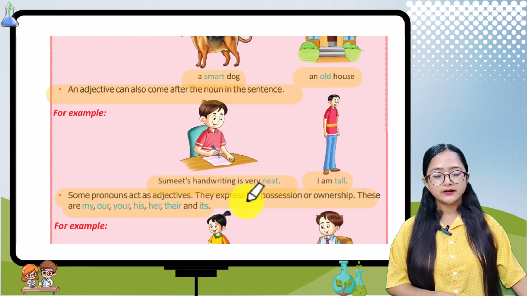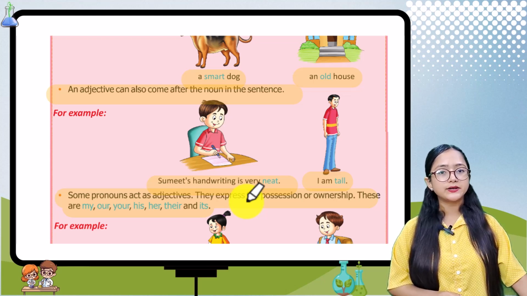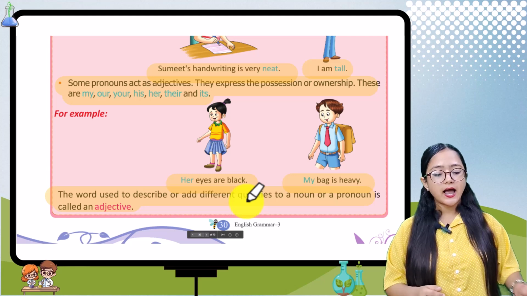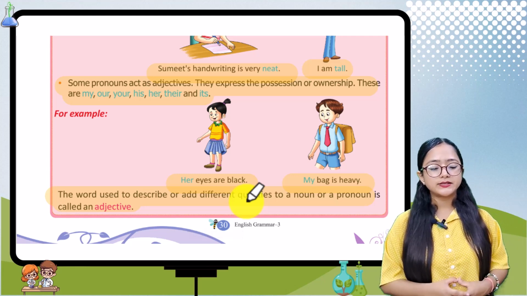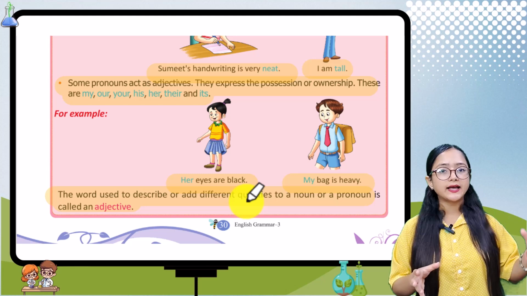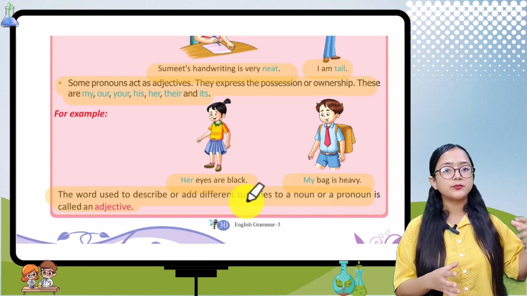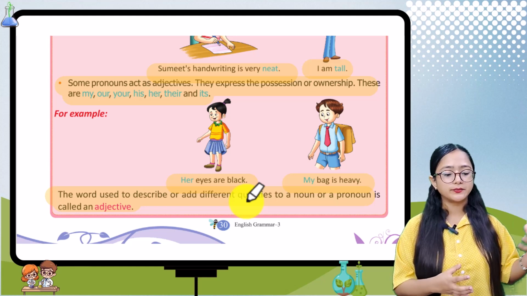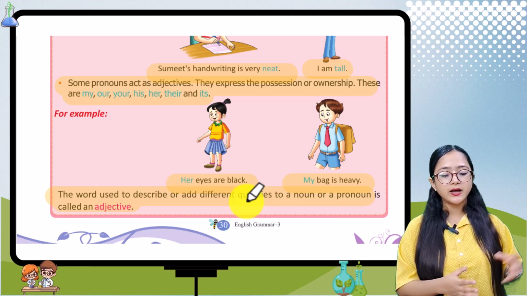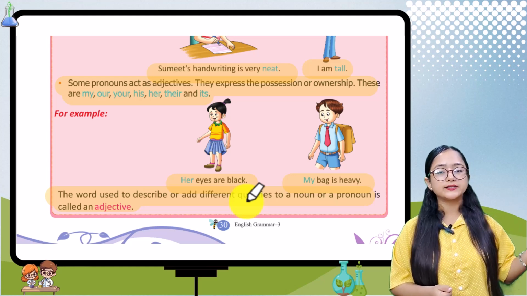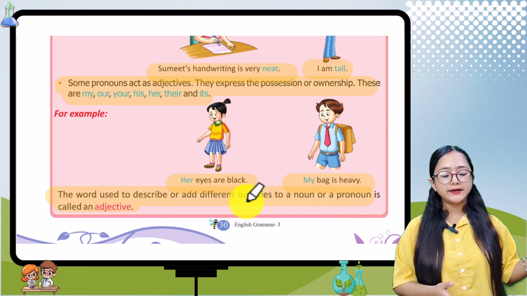Okay. Now it is saying some pronouns act as adjectives. They express the position or ownership. These are my, our, your, his, her, their and its. So basically some pronouns act as adjectives. Okay, and they express what? They express the position or the ownership. Okay, position or the ownership, and these are what? These are like my, our, your, his, her, their and its.